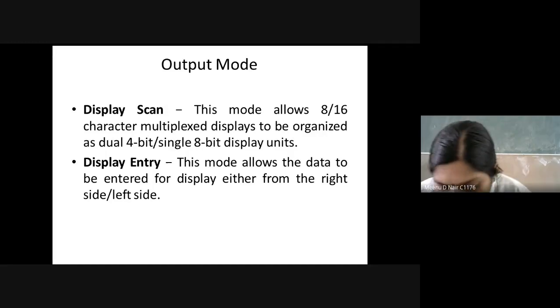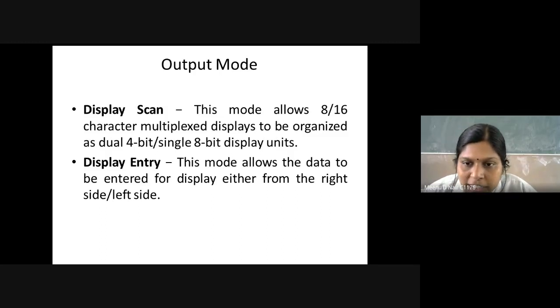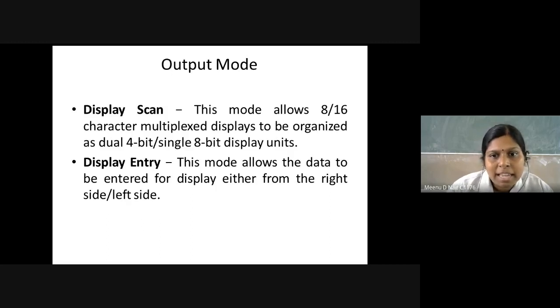Actually, while you are writing in the microprocessor kit, what you have seen is that when you press a key, the first digit is displayed. When you press the next key, the first digit moves to the right side and the second number comes. That is the display entry. Display scan is multiplexed and gives the complete display at the same time, while display entry writes from left to right or right to left. In a calculator, all those things are like that only. So that is display scan and display entry.